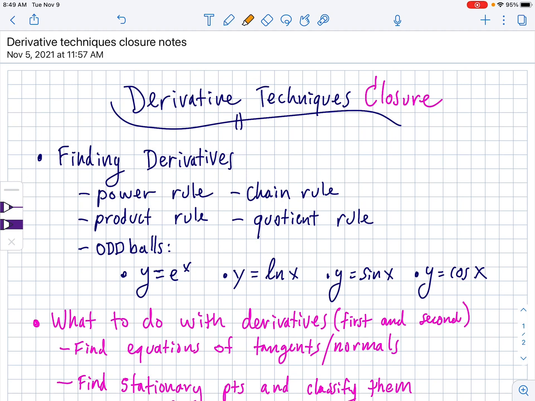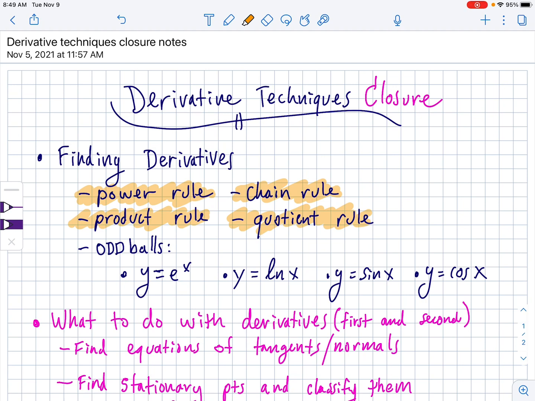In terms of finding actual derivatives, you guys, this is your toolbox you have right now. We've been using the power rule since almost day one in this class. Things that have been added in this unit have been the chain rule. When there's a function inside of a function, you take the derivative of the outside function, leaving the inside the same, but then times the derivative of the inside. The product rule, which is first d second plus second d first, and the quotient rule, which is low d high minus high d low over low squared.